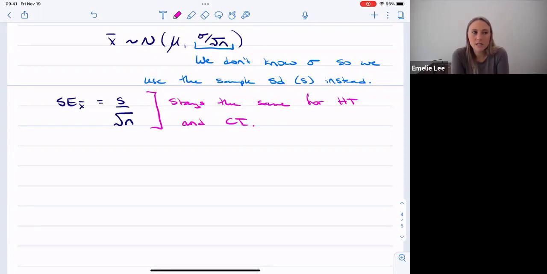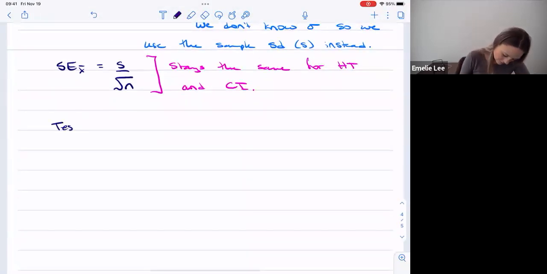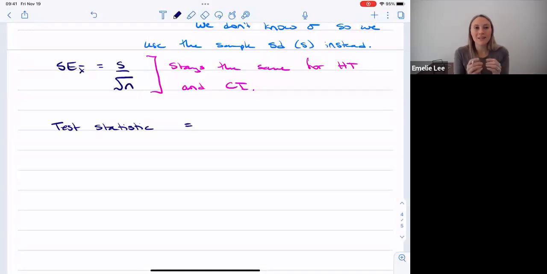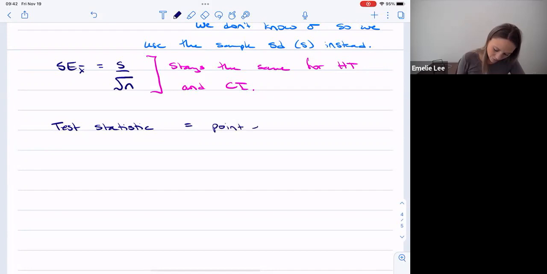The test statistic that we use, right? If we think about a test statistic in general, it is the point estimate. I'm struggling for the word here, right? How do we find it? We find the point estimate minus the null value divided by the standard error of the point estimate.